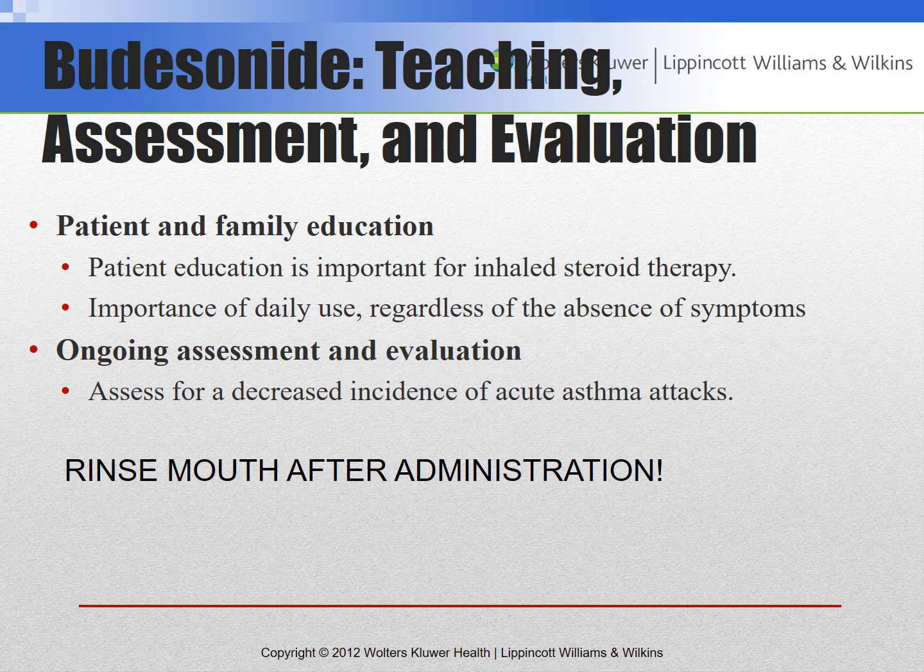Ongoing assessment and evaluation: you want to assess for a decreased incidence of acute asthma attacks. And I will add to that an increase in their ability to complete their ADLs, because that's where I tend to find most often that patients can see that this medicine is working, whereas they used to only be able to walk halfway to the mailbox without having to stop to rest. Now they can walk to the mailbox and back without having to stop to rest.